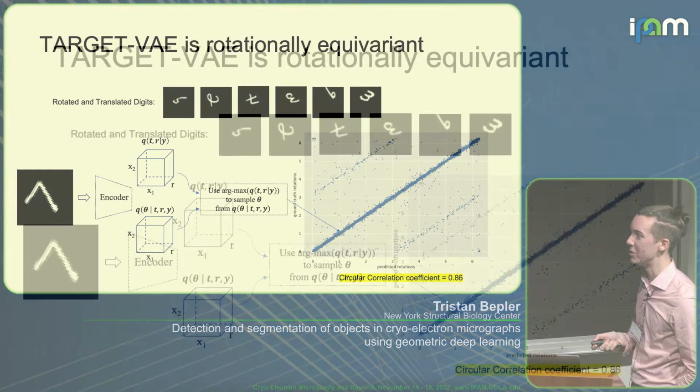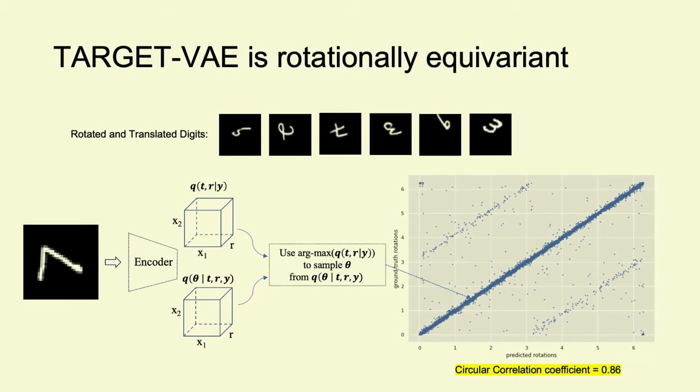And just to show you, this encoder is rotationally equivariant. As we rotate this digit and feed it through our encoder, our predicted rotation moves exactly as we expect. So there is no guesswork or wishing that your network is invariant here. It's not going to do something funny. It is exactly equivariant.